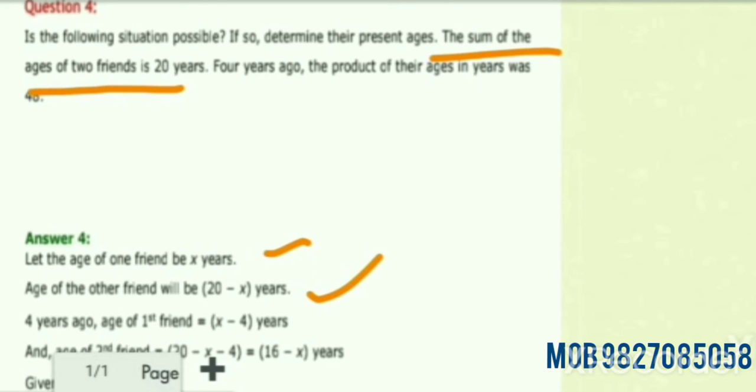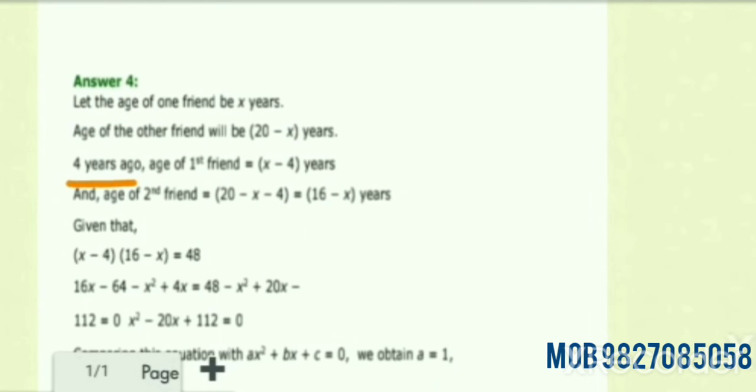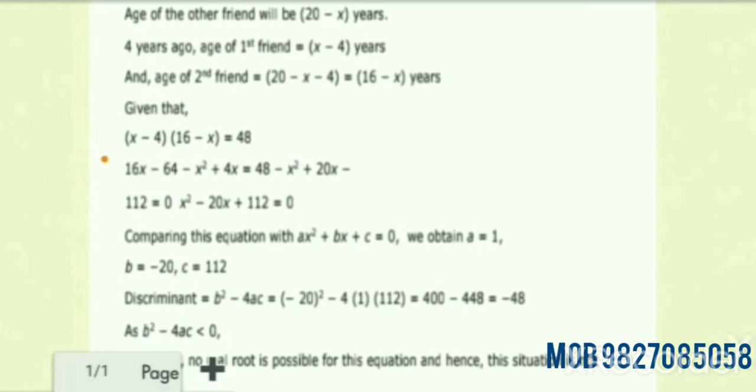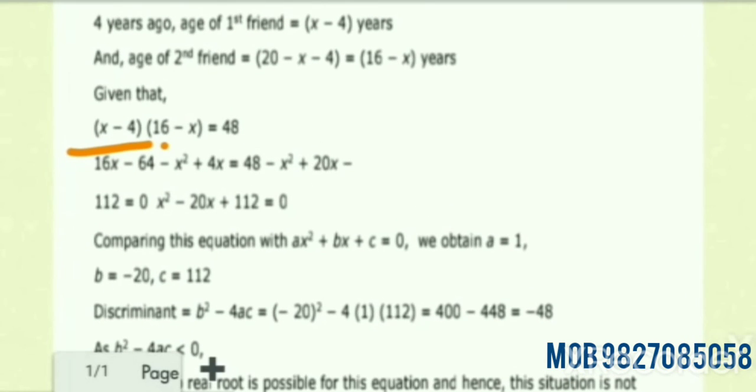यदि एक x का है तो दूसरा 20 में से उतना कम होगा, लेस होगा. Okay, now 4 years ago this is x minus 4 and this is also 4 less, so we can get 16 minus x. Okay, according to the question the product of their ages, meaning first friend's age and second friend's age multiplied, is equal to 48. Solve for x.